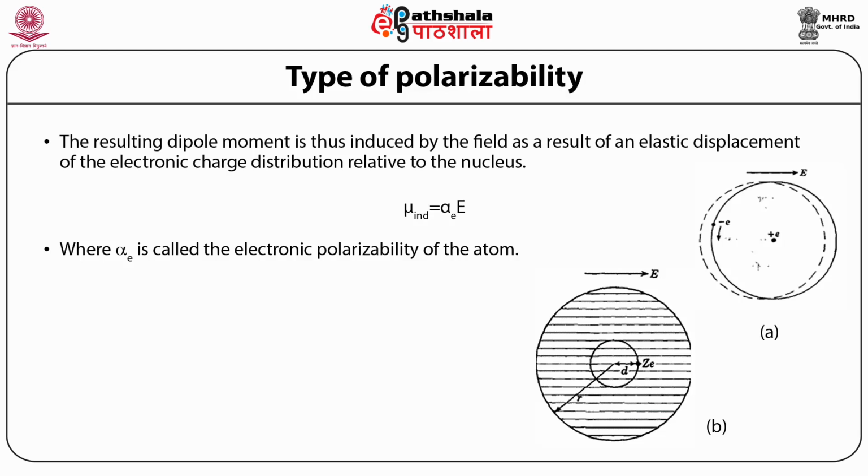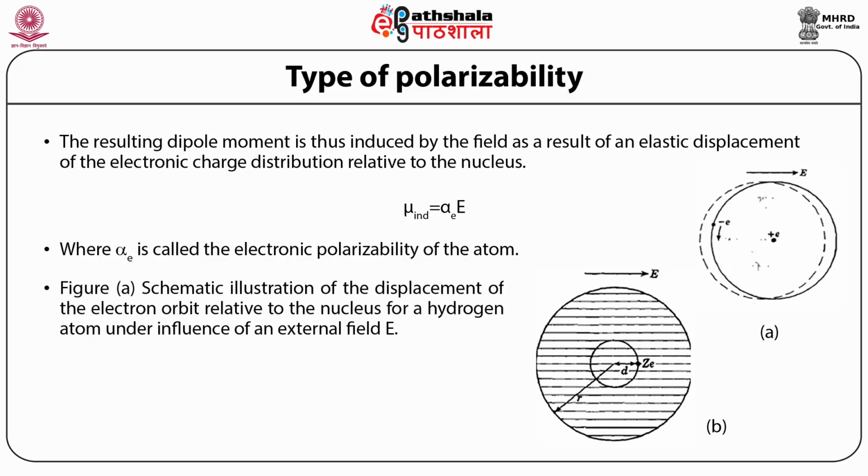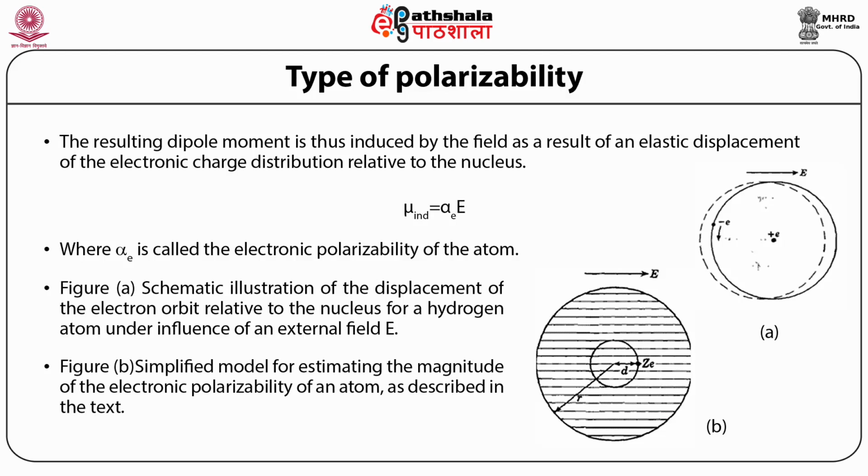It should be noted that equation 1 is actually only the first term of a power series in the field strength for the usual fields employed in dielectric measurements. However, equation 1 is a very good approximation. From the figure, A is a schematic illustration of the displacement of the electron orbit relative to the nucleus for a hydrogen atom under the influence of an external field E, and B is a simplified model for estimating the magnitude of the electronic polarizability of an atom, as described in the text.